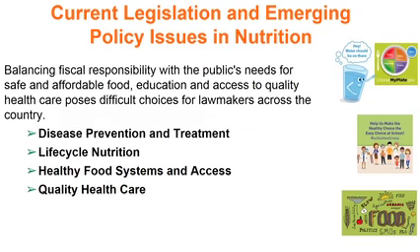So our big four that we really pay the closest attention to is first, disease prevention and treatment, life cycle nutrition, so thinking about our vulnerable groups, healthy food systems and access, and making sure that we're providing quality health care. I've given you some picture examples of hot policy issues: school lunch, sustainability, agricultural, buying local, dietary guidelines, all those good things.